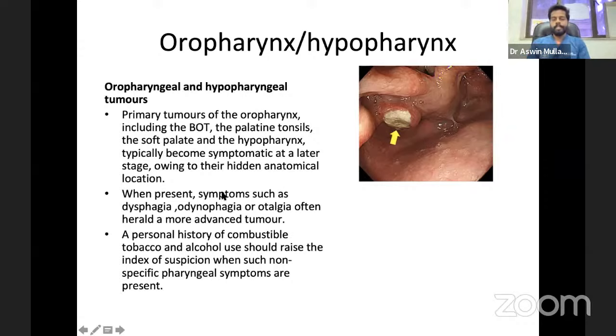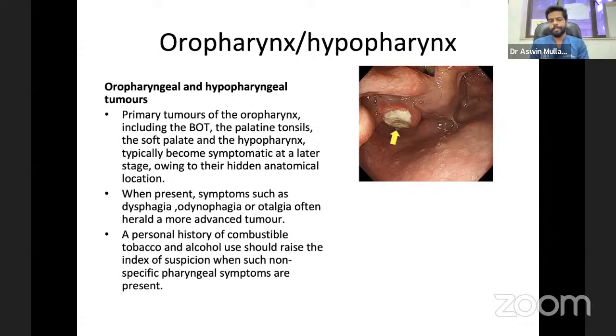Mostly, for these kinds of cancers, oropharynx or hypopharynx, there is late diagnosis. Why? Because they are usually at a hidden anatomical location. So such patients will present in advanced stages with progressive dysphagia, that means difficulty in swallowing, odynophagia, that means painful swallowing, and otalgia, that means ear pain.